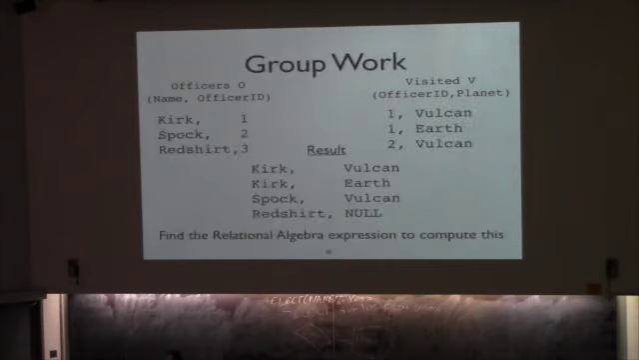So let's say we have our fun little group of tables here. We have Kirk, we have Spock, and we have our ever-friendly red shirt. Kirk has visited both Vulcan and Earth. Spock has visited Vulcan. The red shirt has never visited anything, and probably won't, since they're going to get phasered within 5 seconds of appearing. Regardless, turn to your groups and come up with a relational algebra expression that will produce this particular output from those particular inputs. Let's say 3 to 4 minutes.